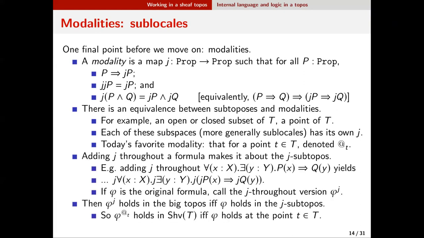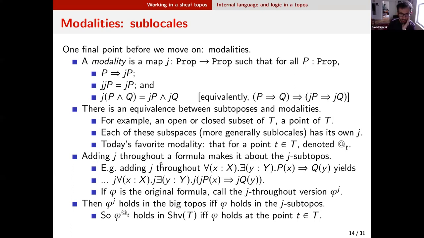Can I quickly ask? Yeah. Those axioms look structurally a lot like a monad. Yes, it's an internal monad on Prop. Prop has its own order. And these are saying that J is a monad on Prop that is internal to the, that is enriched in the category, kind of. Yeah, great question.